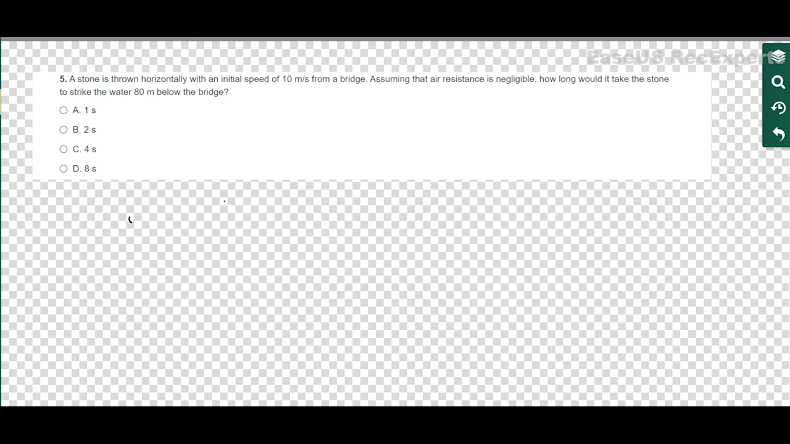All right, so just draw a diagram real quick. This is your stone. The stone is thrown horizontally, and will go somewhat like that. All right, so what we want to look at, because you're trying to find how long it will take to strike 80 meters below the bridge, you're only going to be looking at the vertical velocity. And because it is thrown horizontally, there is no initial vertical velocity, right? So we can create another velocity graph starting at the origin, because once again, the initial velocity is equal to 0.